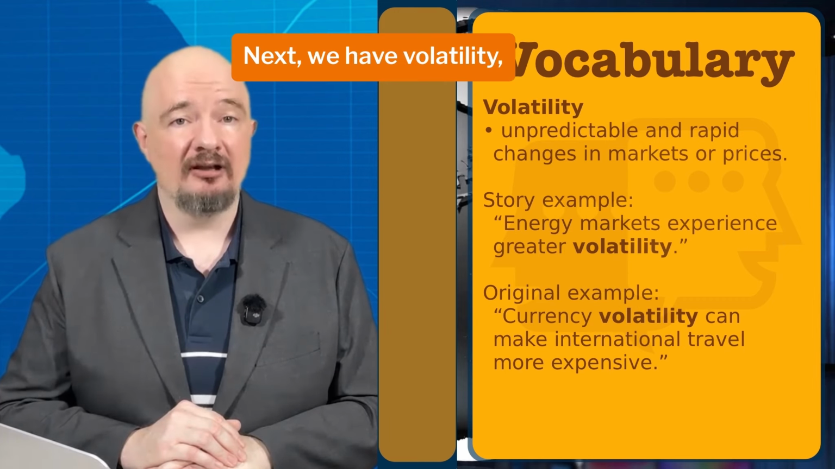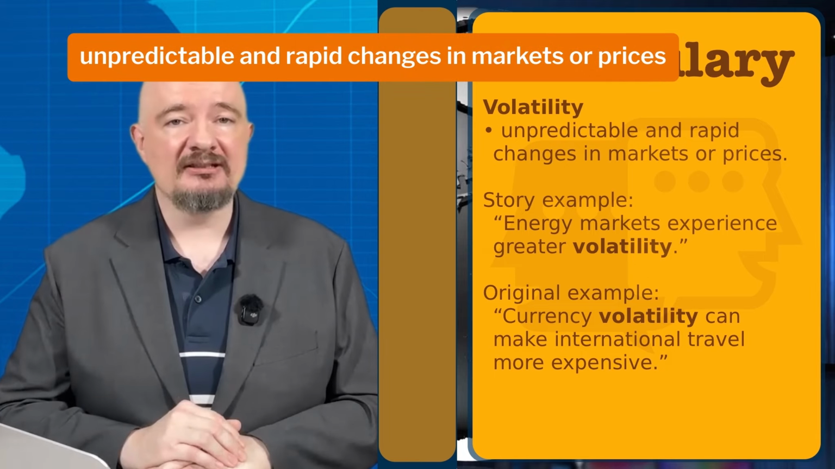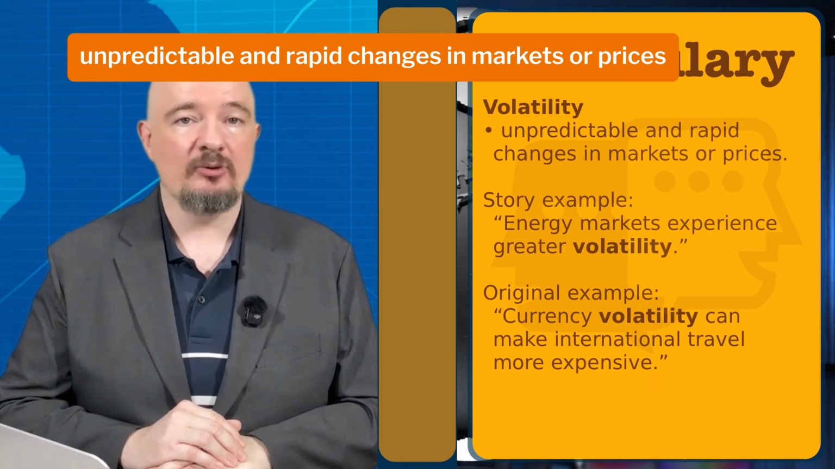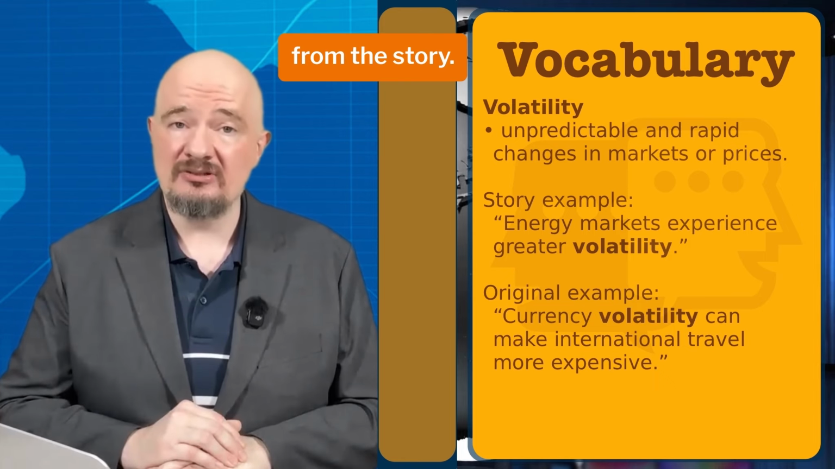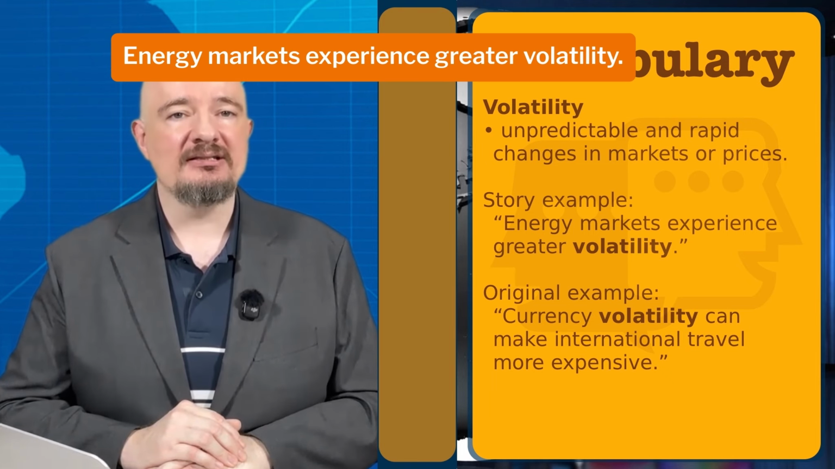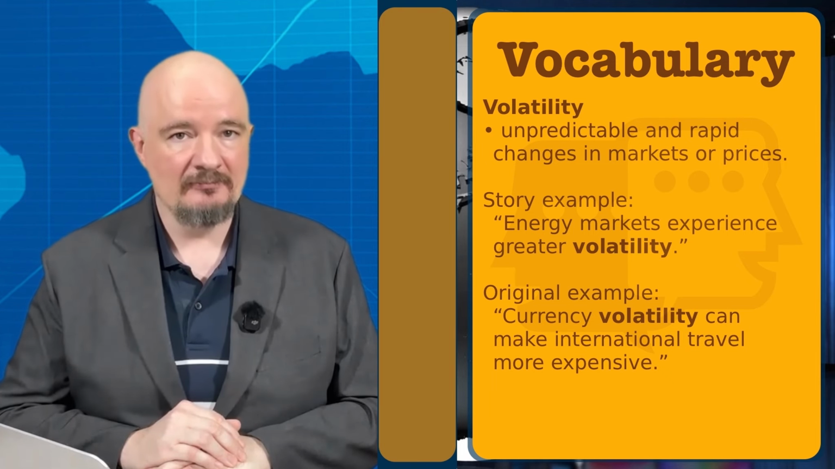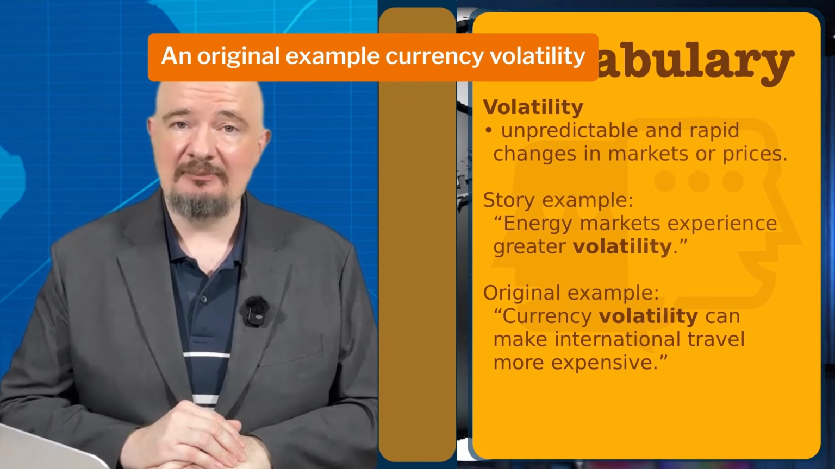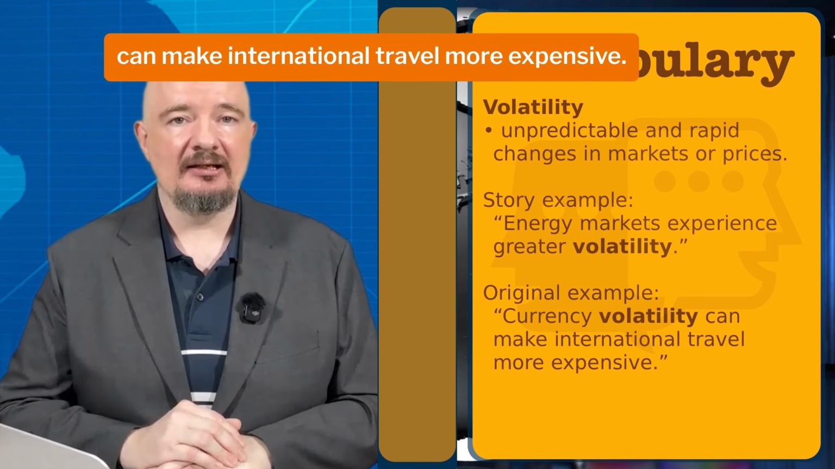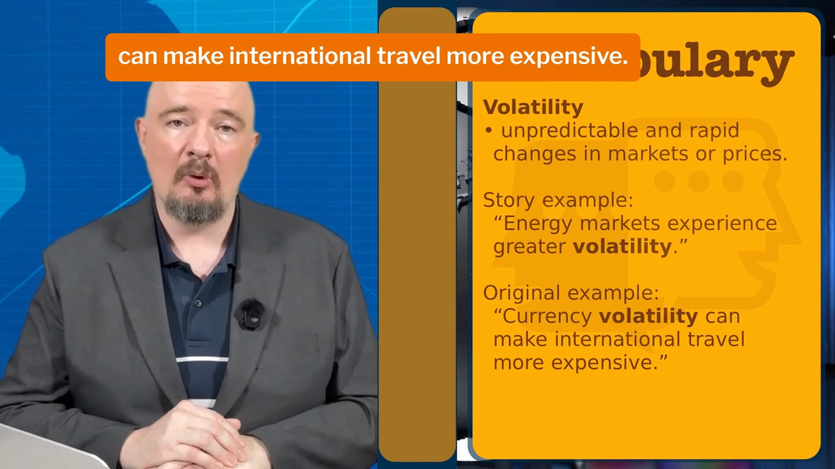Next, we have volatility, unpredictable and rapid changes in markets or prices. From the story, energy markets experience greater volatility. An original example, currency volatility can make international travel more expensive.